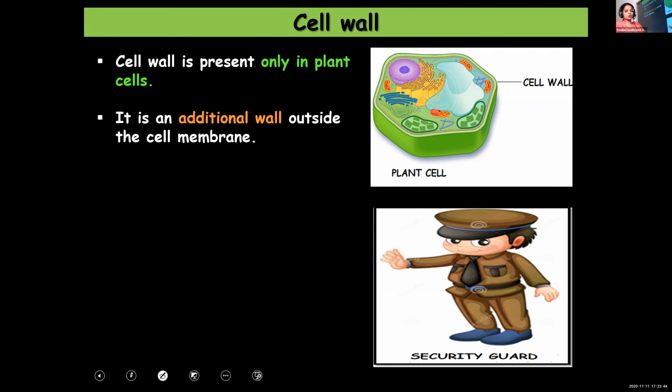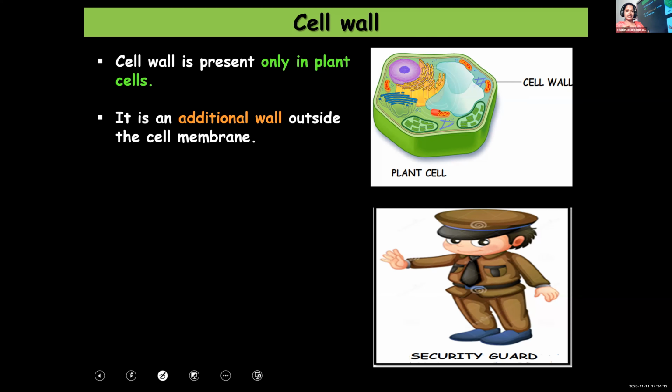In plant cells also, the cell membrane is there. In animal cells as well as plant cells, the cell membrane is found. But in addition to the cell membrane, plant cells have one more layer outside it, known as the cell wall. In animal cells, the cell membrane is the outermost boundary, with no more covering.